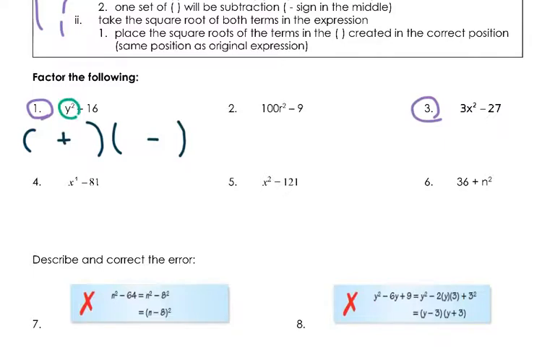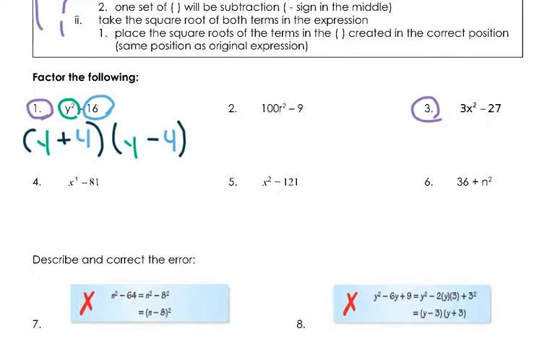So y squared, if I were to take the square root of it, well, basically I'm just saying y and y, right? And then I look at 16, the square root of 16 is 4. So I put a 4 and a 4. Okay, and please be mindful, it's taking the place when you are putting them into your parentheses.